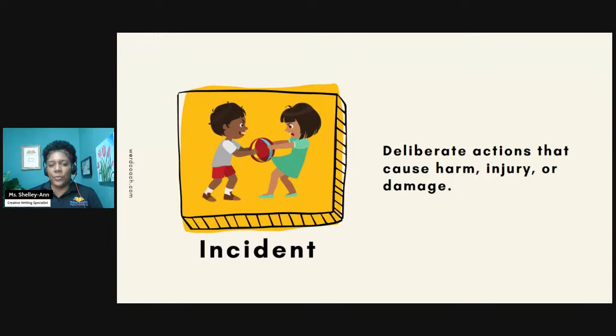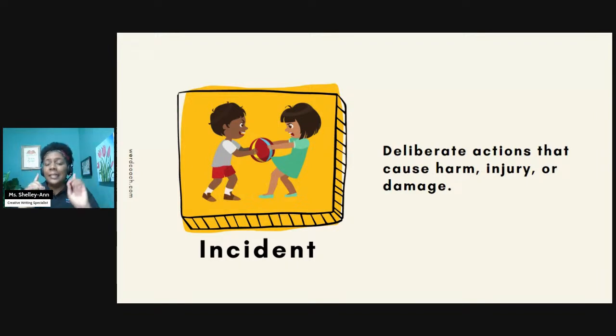Now, what is an incident report? I have a simple definition there. It is the result of deliberate actions that cause harm, injury, or damage. And that could be injury to yourself or someone else, and damage to property, whether it is maybe a broken window, damaged light bulb, broken chair, whatever the case is. Maybe somebody's clothes got ripped or something like that. So that is pretty much what an incident report is. And the incident report, like I said, is the one that a lot of students gravitate toward because they can easily say, okay, this person was injured.